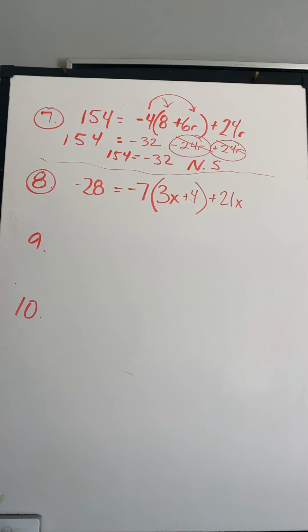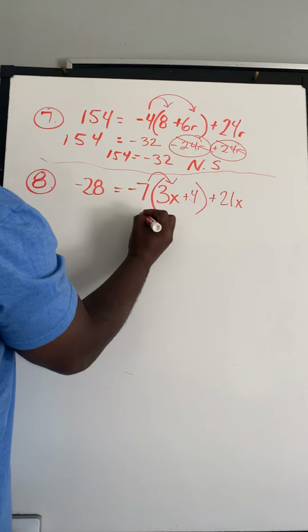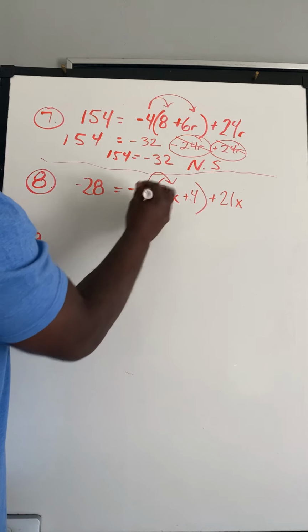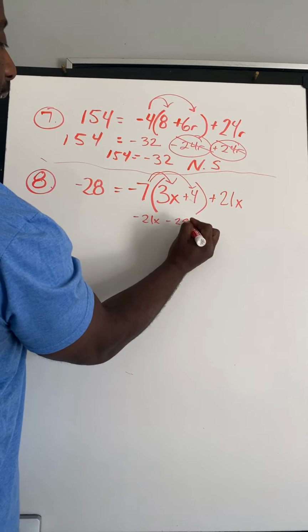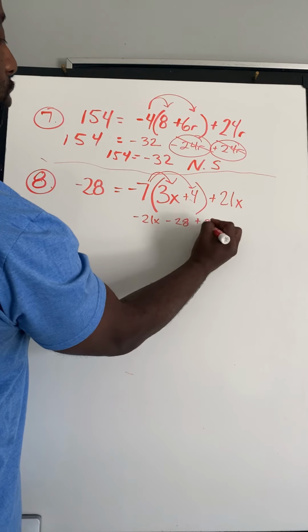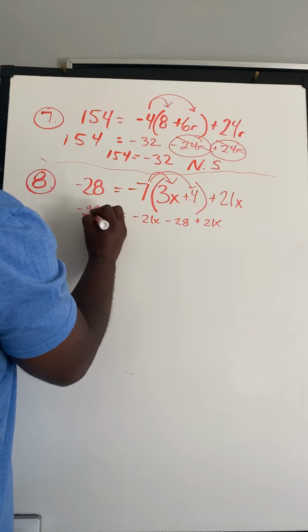Okay, get all that in there? Yeah, okay. So, again, what do I do first? I have to distribute. -7 times 3x is -21x. -7 times +4 is -28. Bring down the plus 21x and bring down out here your -28.